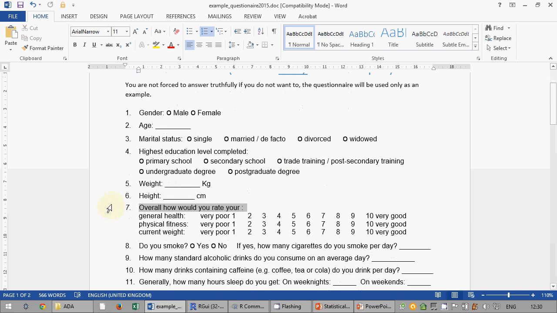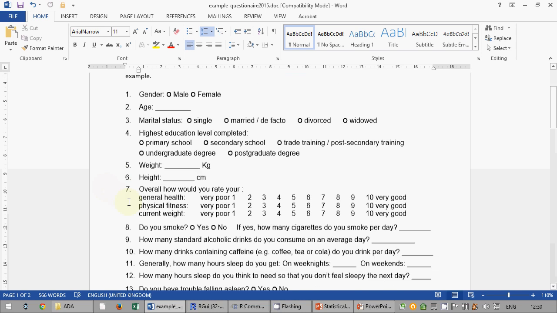Weight and height. It's a good idea to specify the unit of measure because some people write it in pounds or in meters, in inches, in feet. Okay, these are clearly true scale variables.